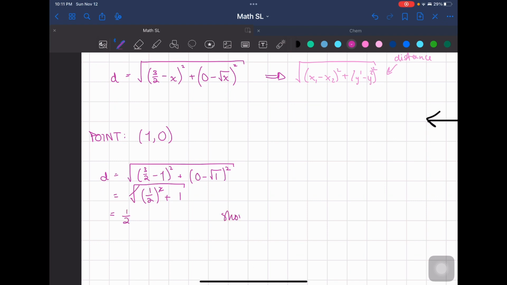So we can say that the shortest, oh, no, it's not 1/2. I forgot about this one over here. We're going to have 1 over 4 plus 1, which is, let's see, 1 is 4 over 4. 4 plus 1 is 5. We're going to get 5 over 4, square root of 5 over 4. If we simplify that, we can get square root of 5 over 2. So we can say the shortest distance is square root of 5 over 2 units.